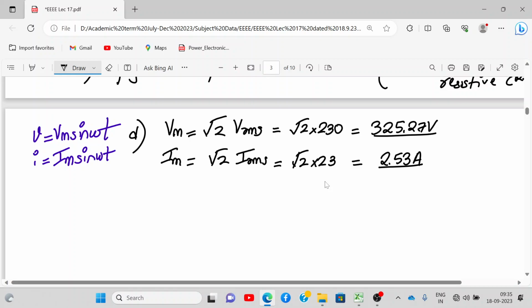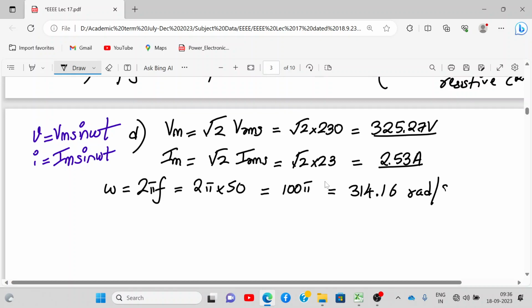Now, what else do we require? We require omega. What is omega? 2 pi f. That is 2 pi into 50, that will be 100 pi. 100 into 3.14, 314.16 radians per second. Okay? And Im is 32.53, right? Because it will be one digit less over here.